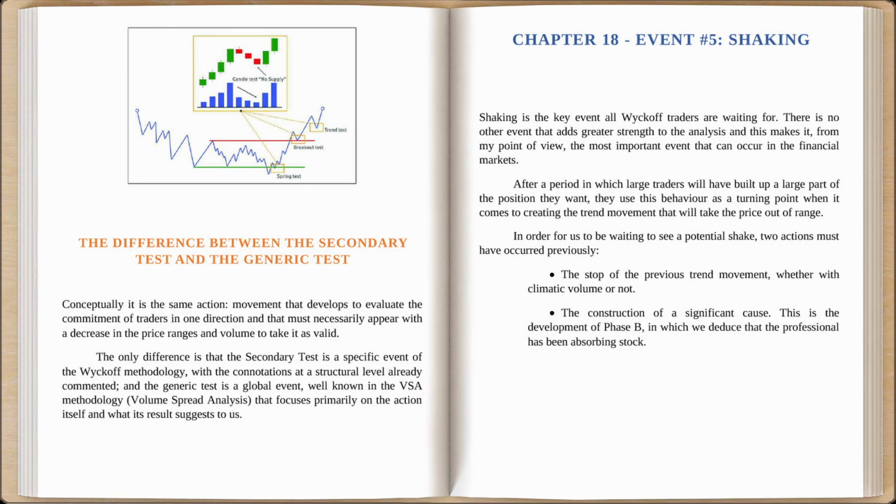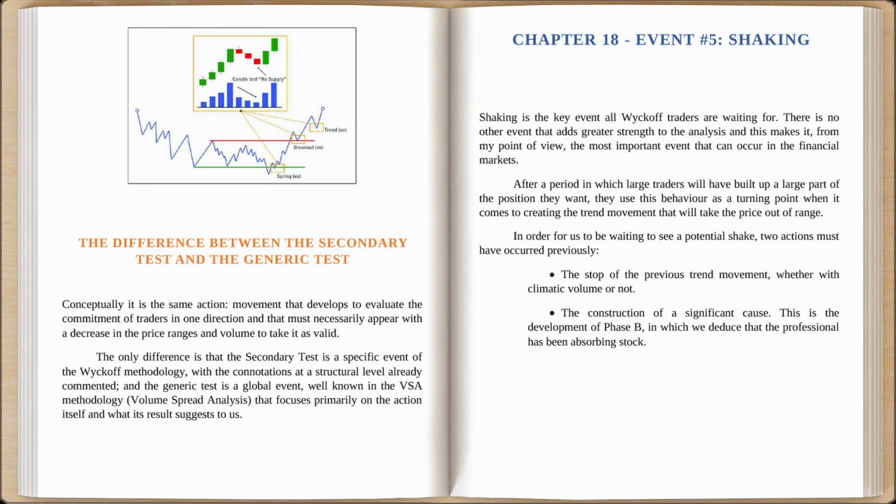After a period in which large traders will have built up a large part of the position they want, they use this behavior as a turning point when it comes to creating the trend movement that will take the price out of range. In order for us to be waiting to see a potential shakeout, two actions must have occurred previously: the stop of the previous trend movement, whether with climactic volume or not, and the construction of a significant cause.